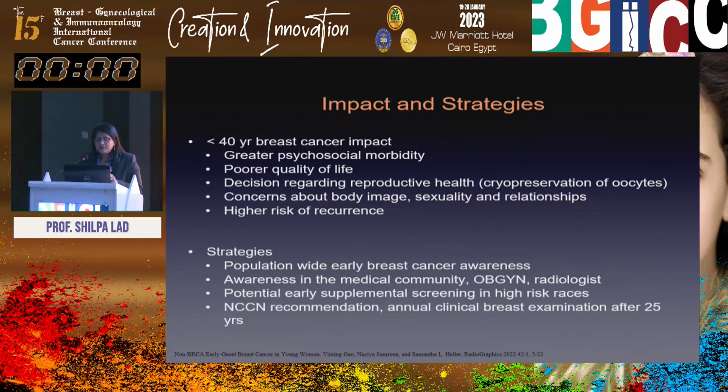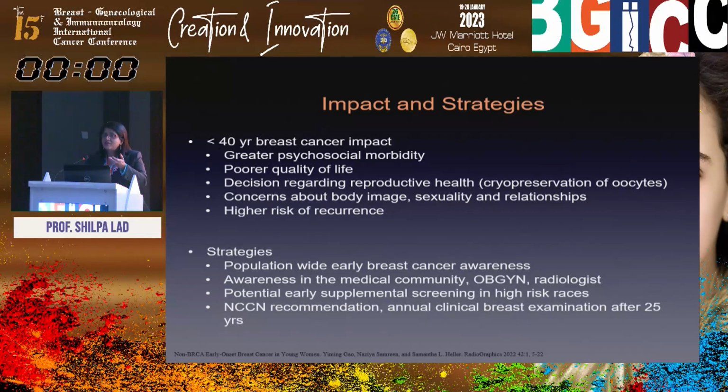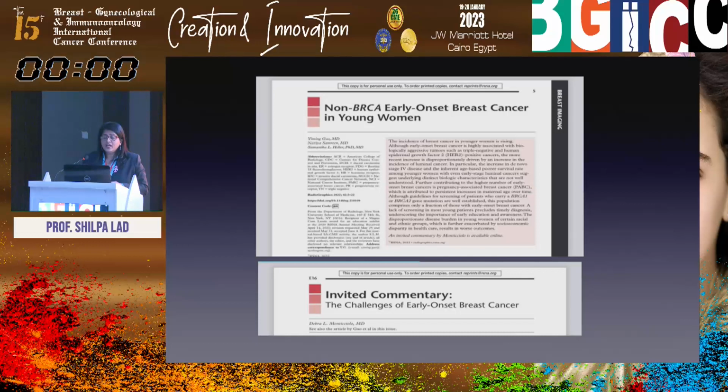Potential early supplemental screening in high-risk patients. We don't know how we can supplement for average risk, but NCCN recommends annual clinical breast examination after 25 years of age. Go to your doctor, go to your gynec doctor, go to your GP and get your breast examined so that at least they can find the lump and you can be set for further investigation. So at least that can be done. Okay, where do we start? For this audience, I would say start by reading this article.